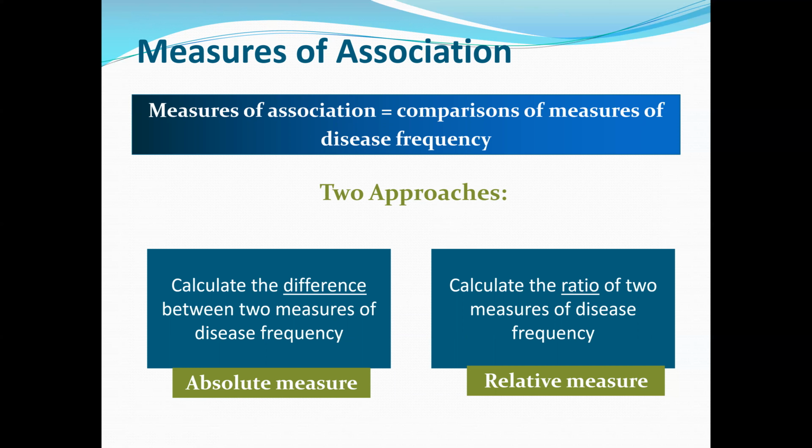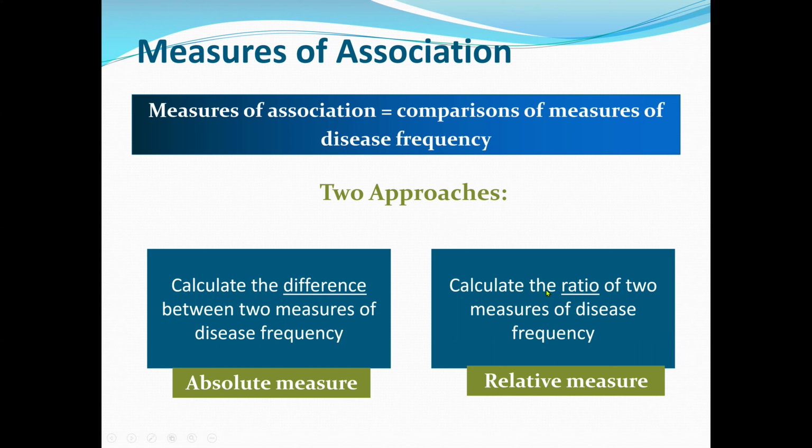Here we say the measures of association are the comparisons of measures of disease frequency. So there are two approaches we can use here. The first one is the absolute measure. The second one is the relative measure. We know from college algebra, when we talk about relative, the first thing that comes to our mind will be ratio. So the relative measure is to calculate the ratio of two measures of disease frequency.